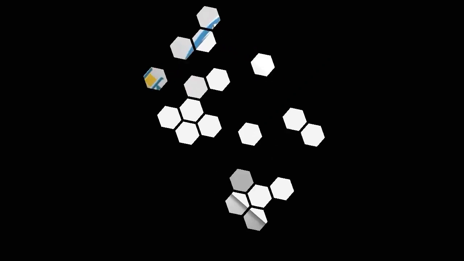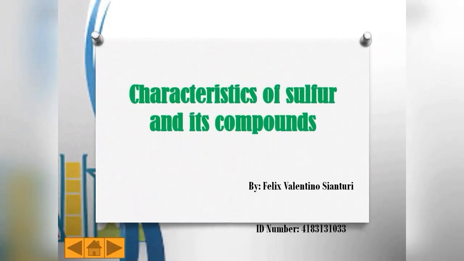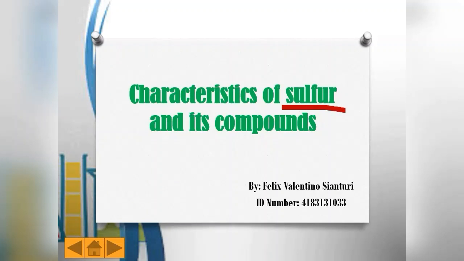I want to explain to you my mini research result PowerPoint about the characteristics of sulfur and its compounds. Sulfur is a non-metallic chemical element belonging to the oxygen or chalcogen group, or group 6A of the periodic table, and is one of the most reactive of the elements in that group.